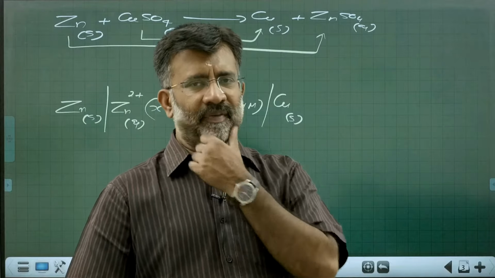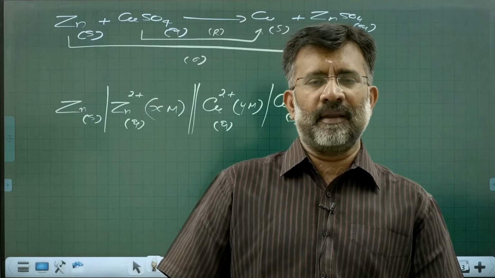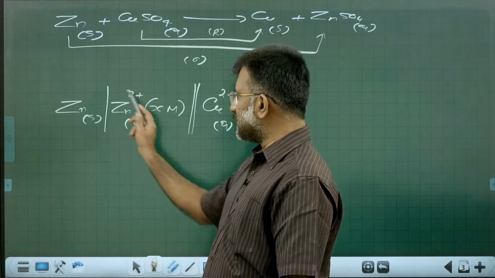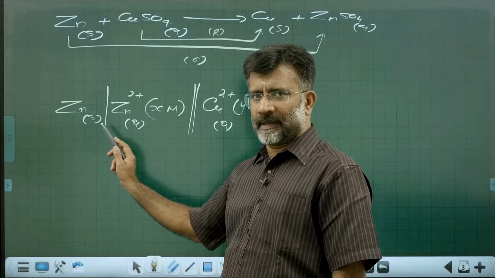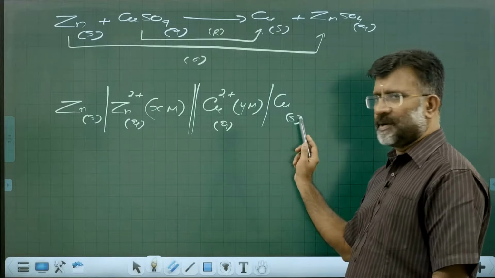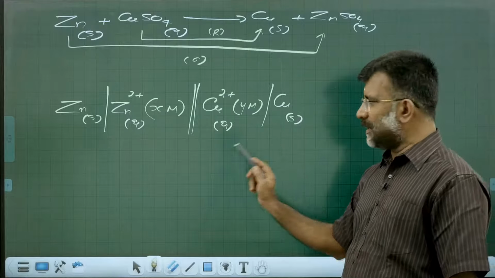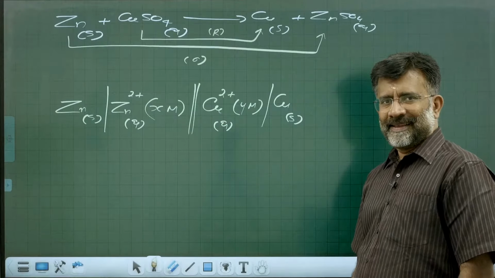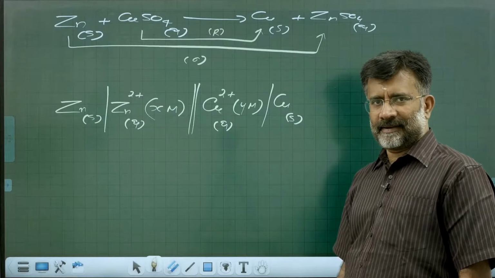So this way we represent a normal galvanic cell, right? You see, zinc is oxidized to zinc 2 plus, the anode reaction, Cu2 plus is reduced to Cu, the cathode reaction, and they are separated by a salt bridge. Is it clear?